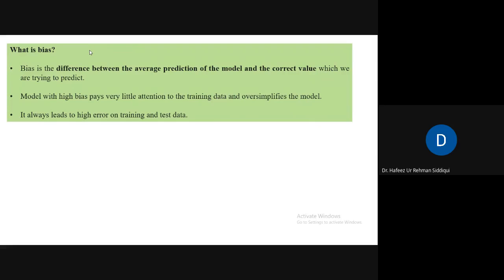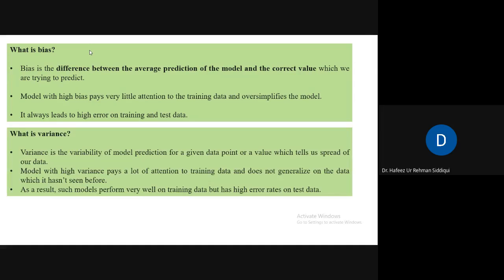What is bias? Bias is the difference between the average prediction of the model and the correct value. It means the model predicted something and then we compare that prediction with the actual value. The difference between these two is the bias. A model with high bias pays very little attention to the training data and oversimplifies the model. It always leads to high error on training and test data.